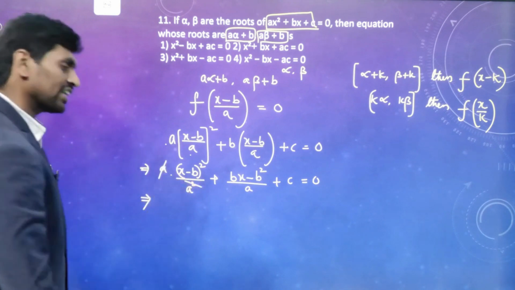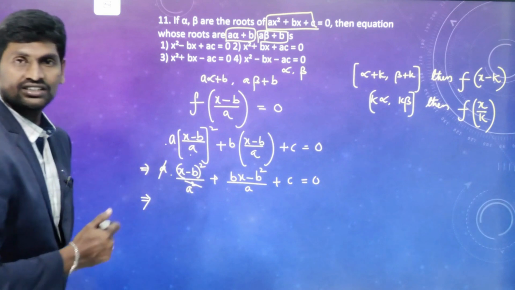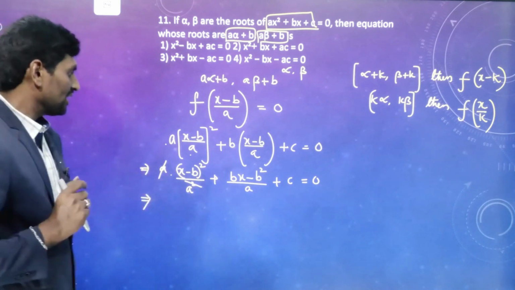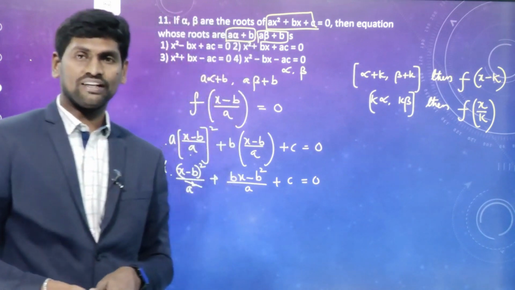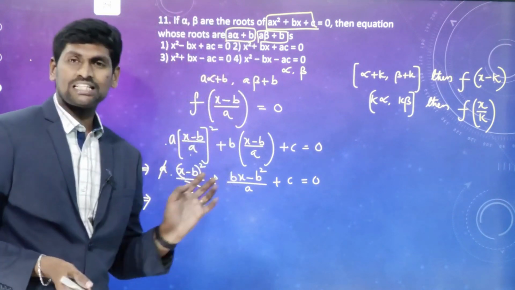Numerator a and denominator a cancel. Still one more a remains. And here numerator x minus b whole square. It is looking like a minus b whole square, right? What is the formula for a minus b whole square?